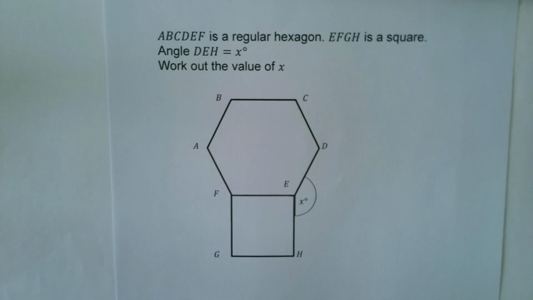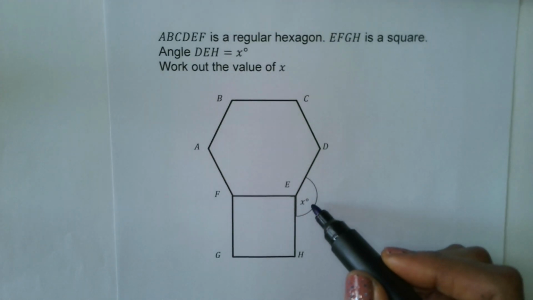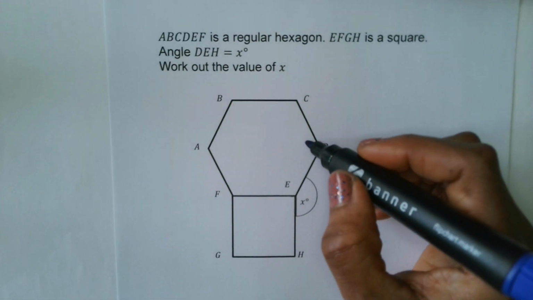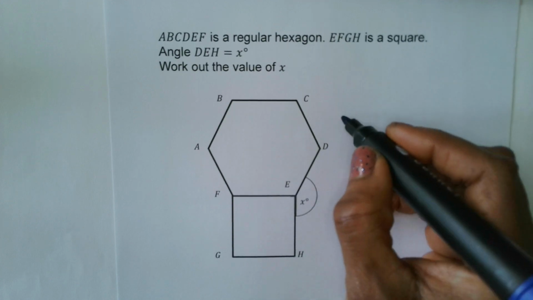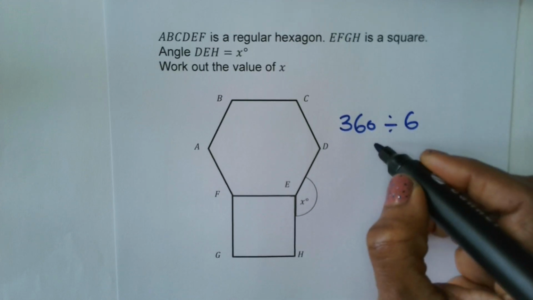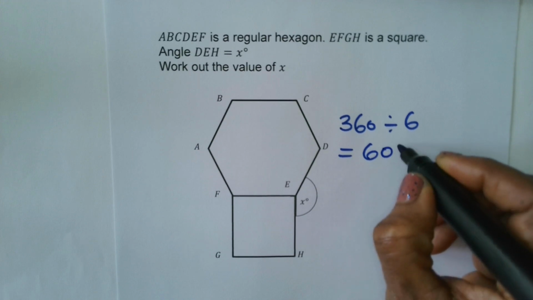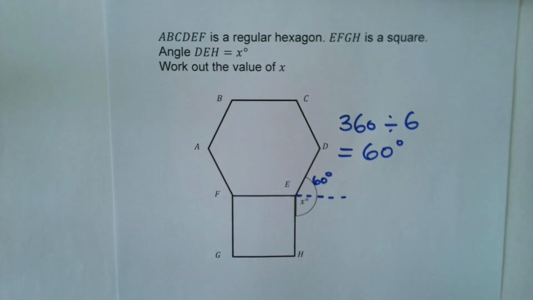I've got another question that says A, B, C, D, E, and F is a regular hexagon. E, F, G, H is a square. Okay, so we're going to work out the value of X. First of all, we know that this is a hexagon which has got 6 sides. So we find the exterior angle of this one. The exterior angle of a hexagon is 360 divided by 6. That will give me 60 degrees. So here is 60 degrees.